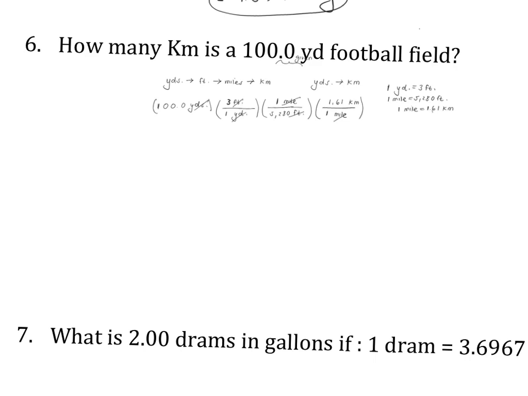Reported to 3 significant figures because of the English to metric conversion from the 1.61 kilometers in every 1 mile, this ends up being 9.15 times 10 to the negative 2 kilometers.